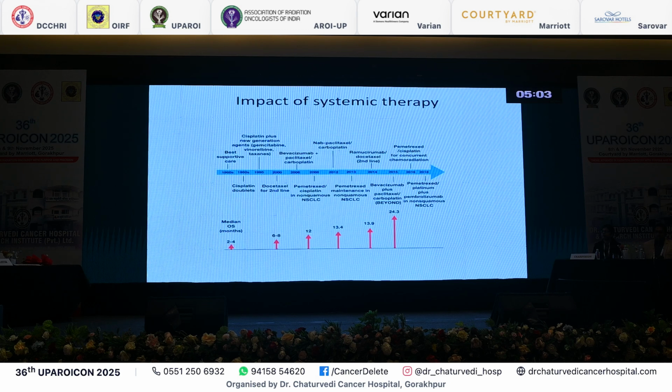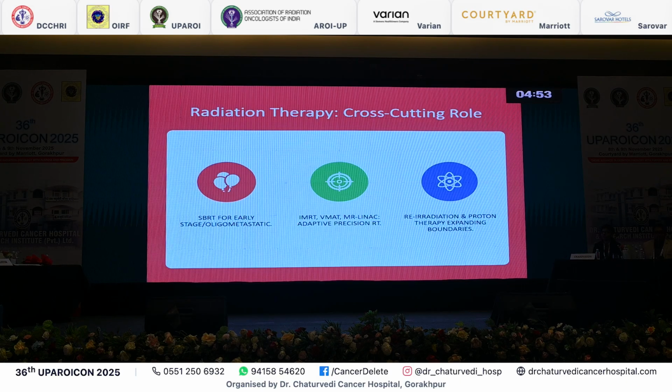So what has been the impact? As I said, in the 1960s we didn't have anything. Best supportive care gave 2 to 4 months survival. What is it now? 24 months. More precise treatment, improved overall survival.